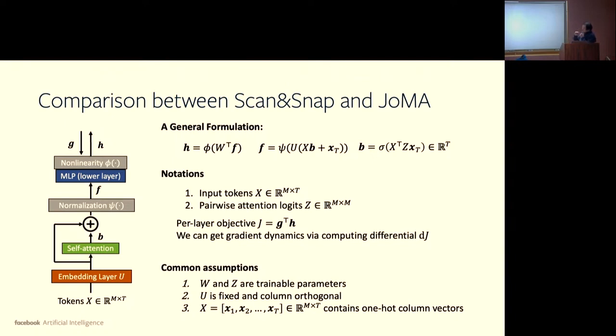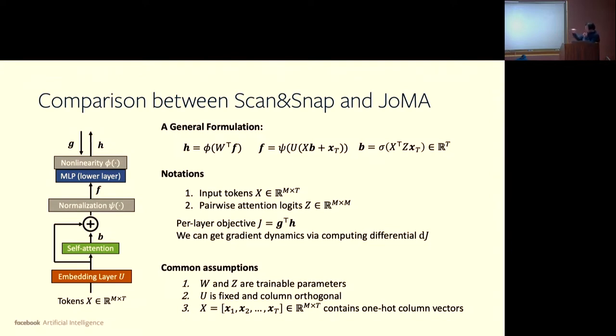In both works, we are not considering WK, WQ, WV, but we are treating this entire Z matrix as a trainable parameter. This is something that is different from what's practically happening. Second, this U, which is the embedding, is fixed and column orthogonal. This is another assumption that we make for both of the two papers. And the third is that the input token vector is a one-hot column vector, so that we can compute the frequencies.